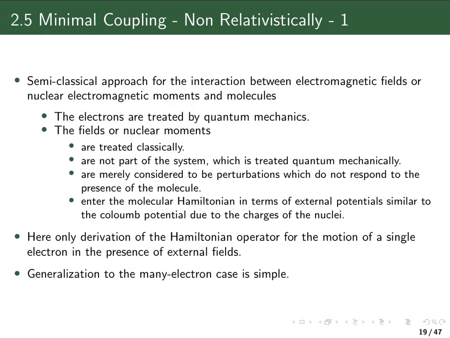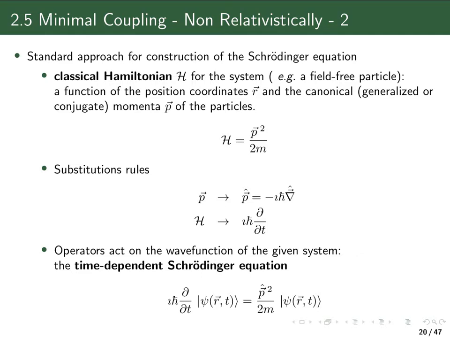In the following, we will now derive the operators which are going to enter the Hamiltonian for the motion of a single electron in the presence of external fields. The generalization to the case of many electrons, however, is simple. However, before we look at the case of an electron in the presence of electromagnetic fields, let's just recall how one, in a way, can derive the Schrödinger equation. I mean, it's not really an exact derivation, but at least can motivate the Schrödinger equation.